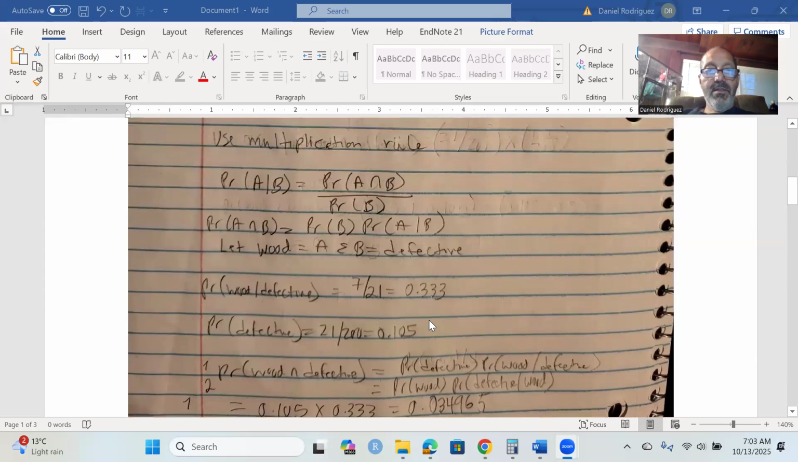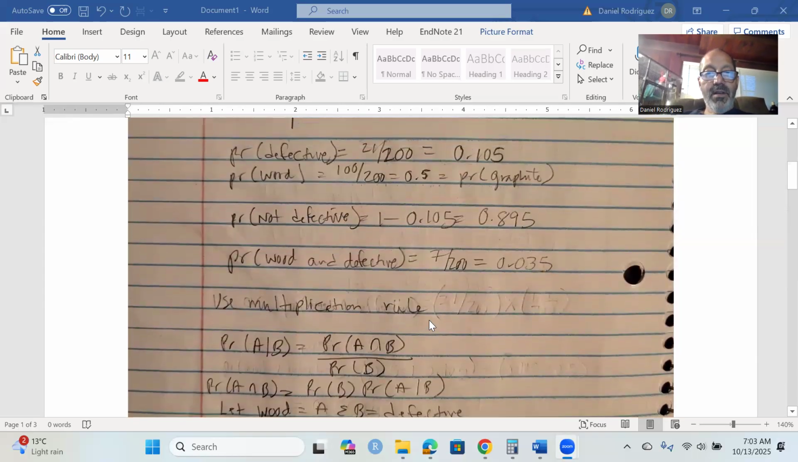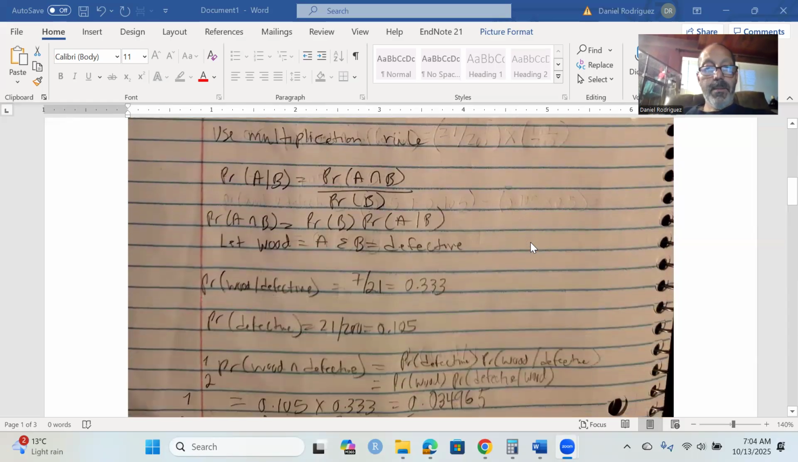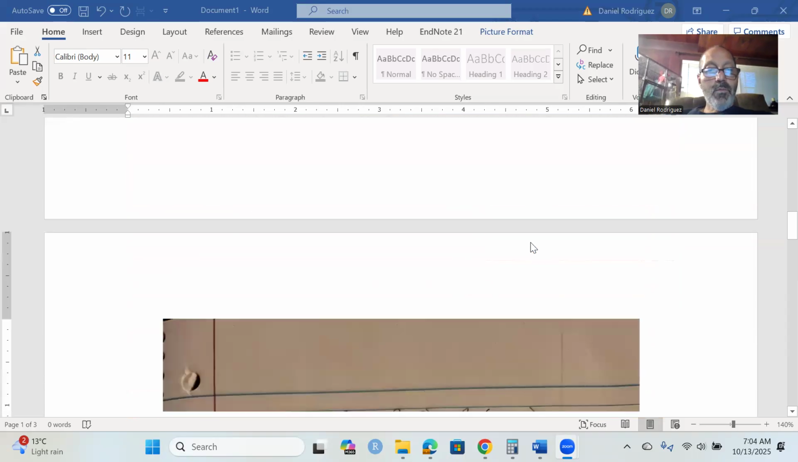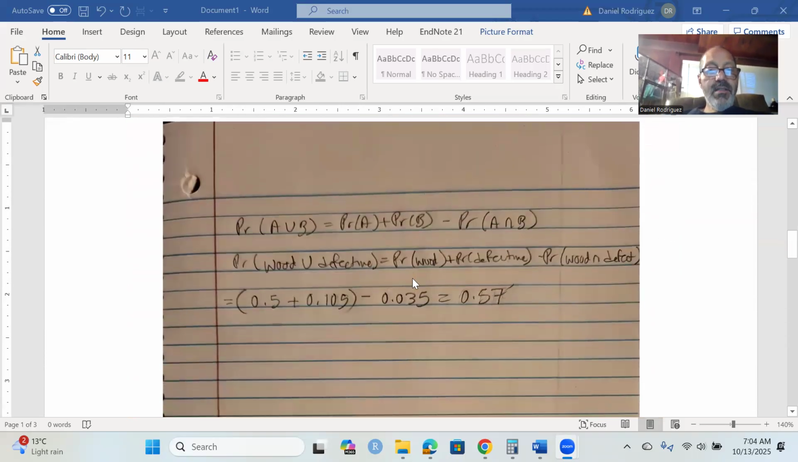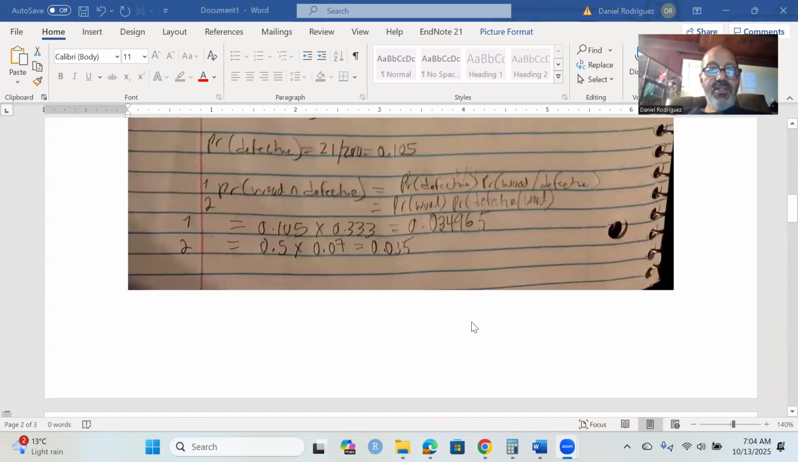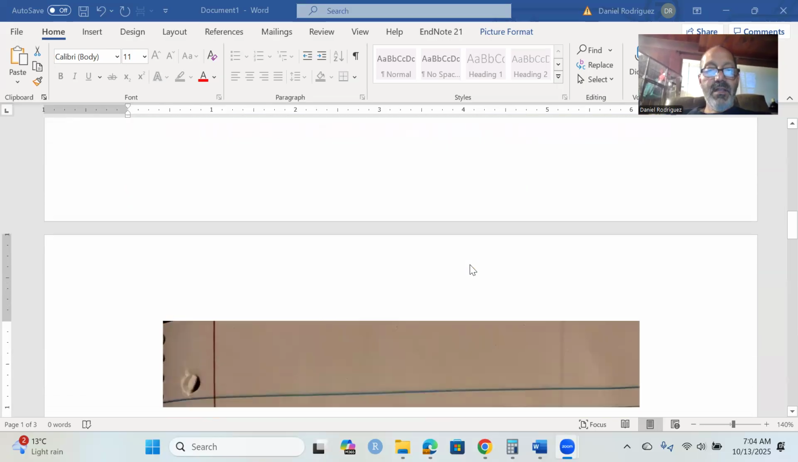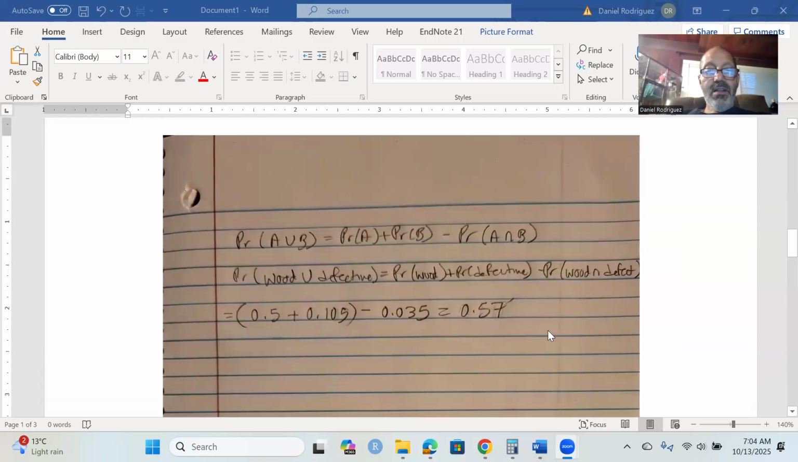We can check our work by going up here, right? Just in the table, we had 7 divided by 200 is 0.035. So those are the same. Now see, the problem was that the answer the instructor gave was 0.57. But the question given was what's the probability of being wood and defective? So that answer would have been 0.035. So something is wrong there.